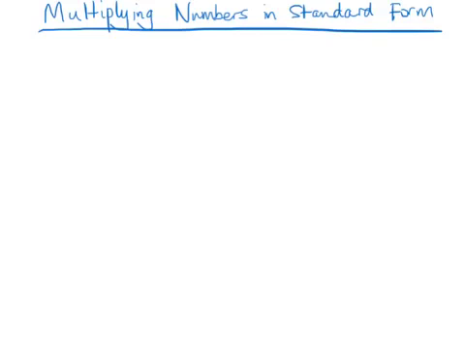Okay, we're now going to look at multiplying numbers that are in standard form. So we're looking at multiplying together two numbers, both of them in standard form. So let's start off by doing an example. Let's have 2 times 10 to the 2, and we want to multiply that with another standard form number, 3 times 10 to the 3.